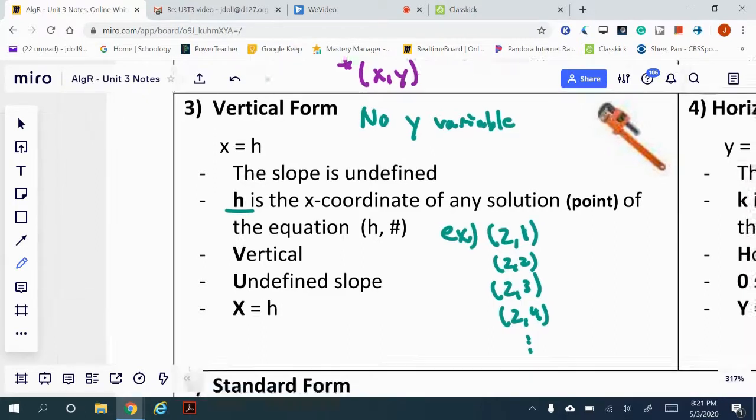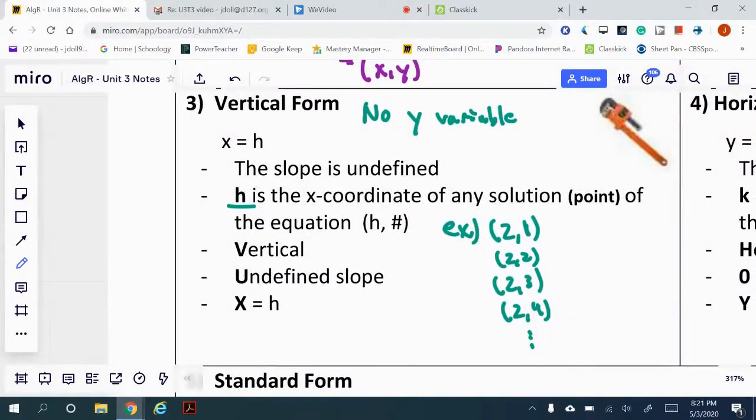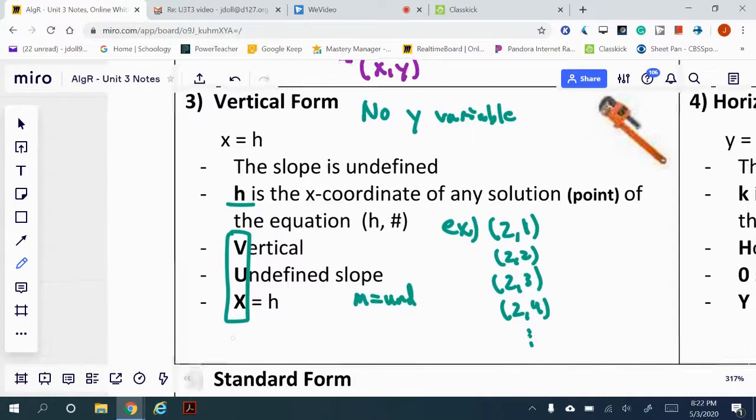All right. And then we have a little acronym here to help us remember what we know about a vertical line. It's called VUX. VUX. Vertical line has an undefined slope, right? M equals undefined. And our formula is x equals h. So if that helps you kind of remember that, vertical VUX, right?